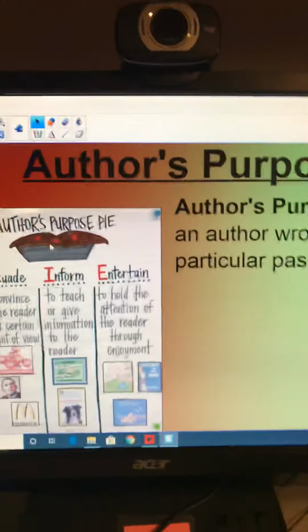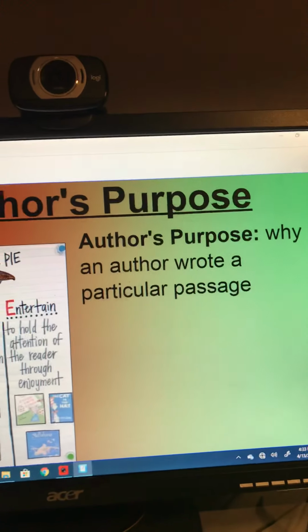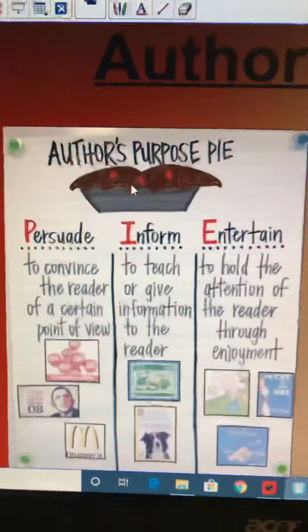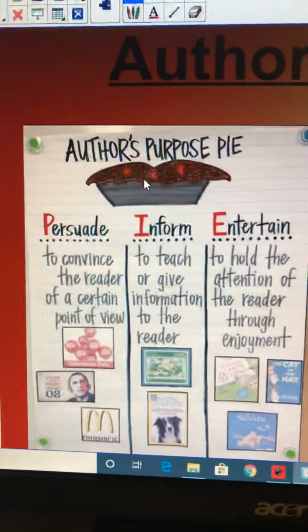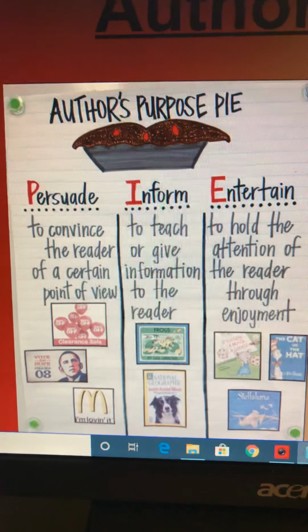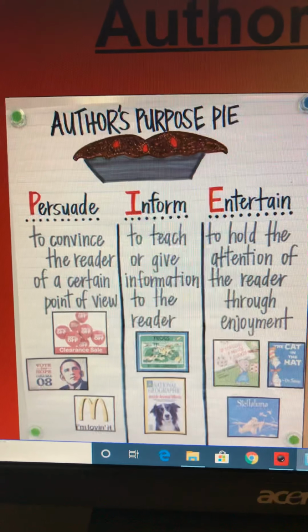Again, we're going to be talking about author's purpose. An author's purpose is why an author wrote a particular passage. If you'll remember, we looked at this yesterday. We've been talking about author's purpose, and we can remember that by PIE: persuade, inform, entertain.